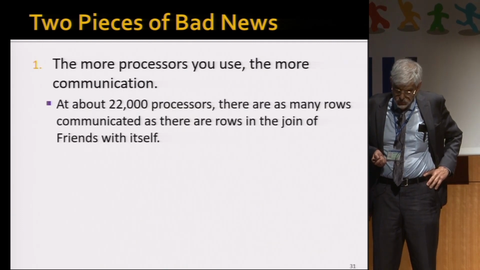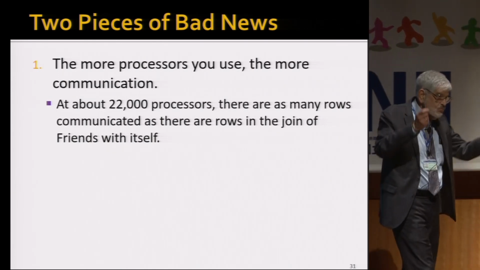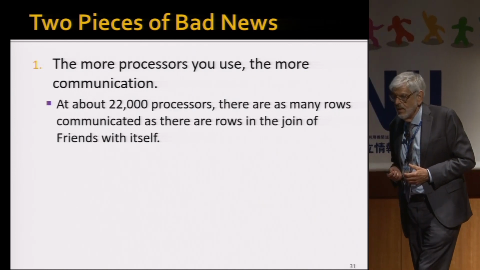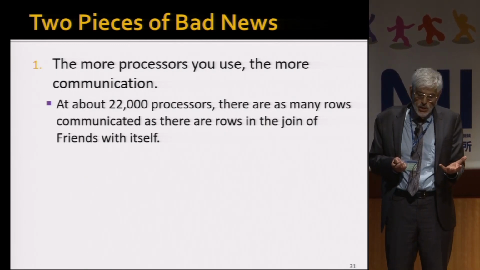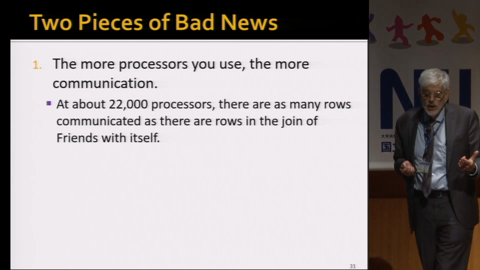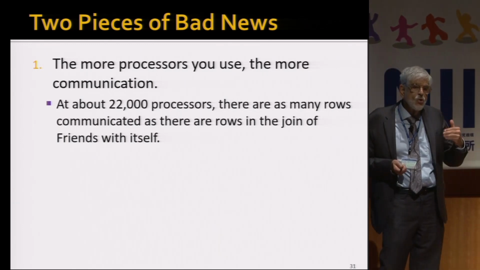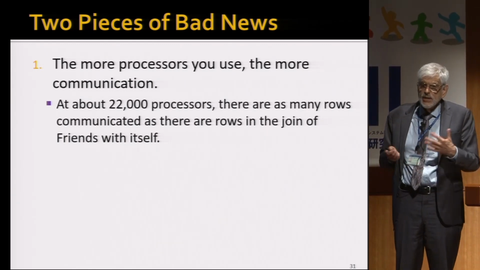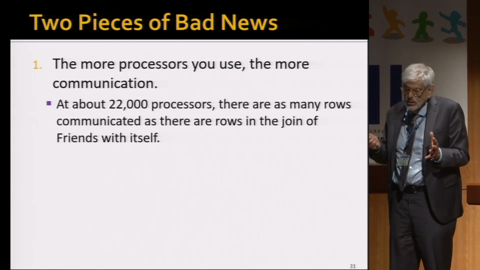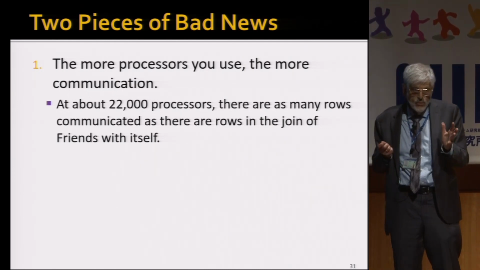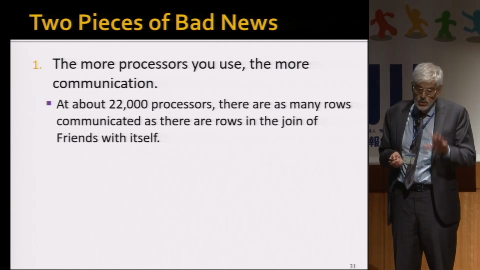Okay, well, if we want to do this even faster, let's throw more processors at it. The trouble is, the more processors you use, the larger B becomes, and therefore the more communication. If you have about 22,000 processors, then the number of rows that you have to communicate from map to reduce is about equal to the size of that intermediate relation. So it's not clear that you could productively use more than 22,000 processors in this example, because that's a lot of processors. But there is a limit.